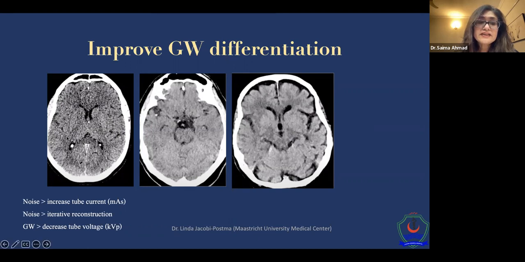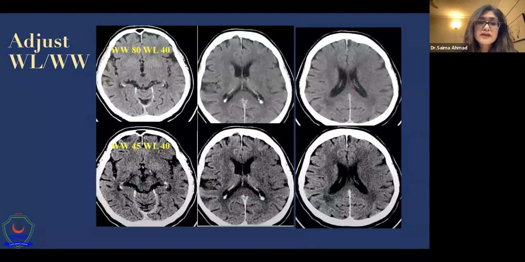You can see that in the first image, it's very noisy, so it's very difficult. How can you improve the noise? You can improve it in multiple ways: by increasing the tube current, by lowering the kVp, or by post-processing, that is, by iterative reconstruction. So it is very important that you know how to work with your software. It's very simple: you can adjust your window level and window width by sitting at your console. By pressing one button, you can change these settings.